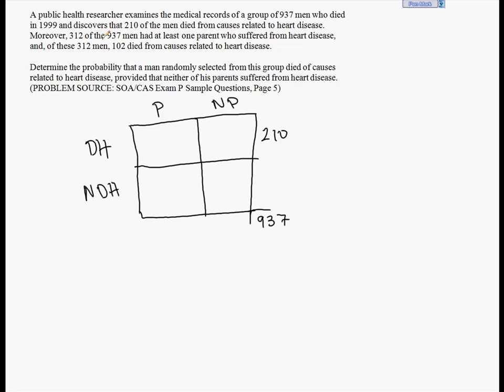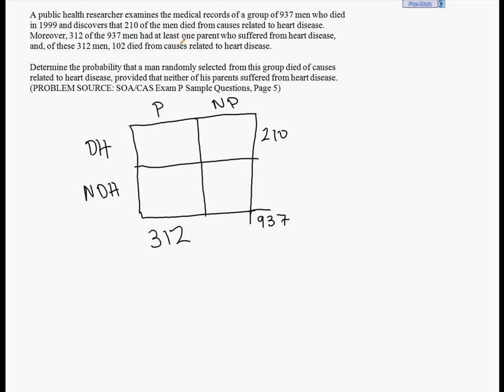Moreover, 312 of the 937 men had at least one parent who suffered from heart disease. Okay, so this is the parent column. We're representing the case where at least one parent had heart disease, and there are 312 of those instances. Now, we don't care how many parents had heart disease. We just want to say at least one or no parent. Well, this gives us plenty of information, but we have a little bit more.